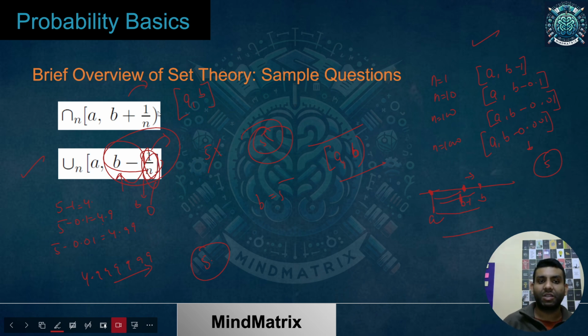And see the kind of stuff we started with. Over here we had open braces, but we ended up with closed braces. Over here we had closed braces, but we ended up with open braces. The reason, you must be clear right now. Just think about how we have come up over here by putting different values of n. You'll get to know what the common intervals are which will be part of this entire set when we take infinite intersection and infinite union. I hope the idea is clear.